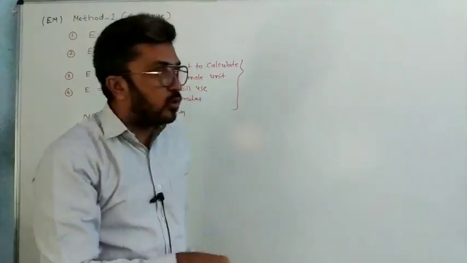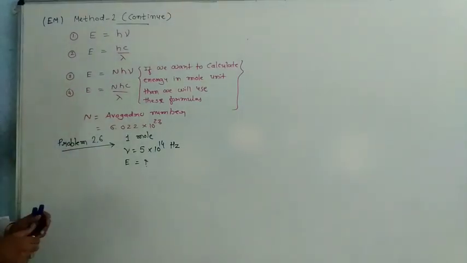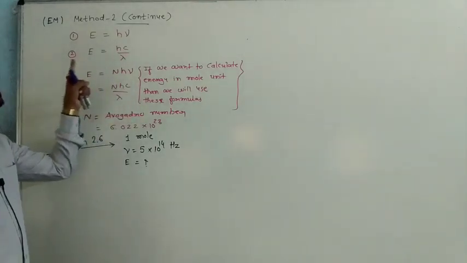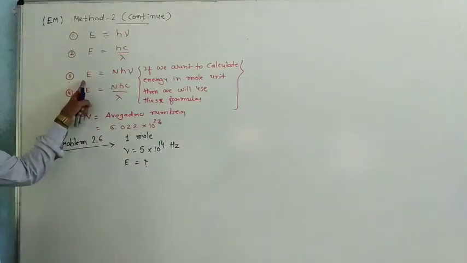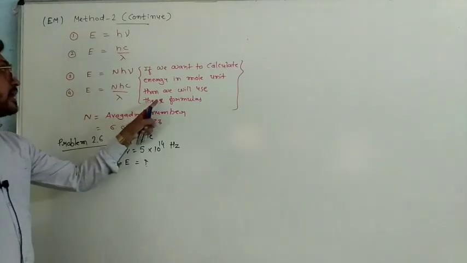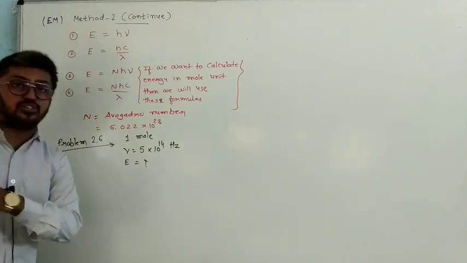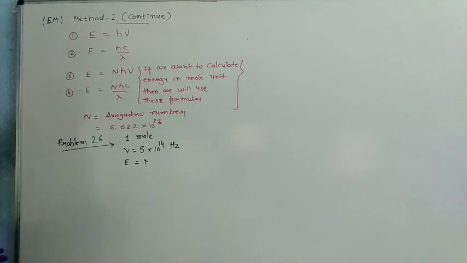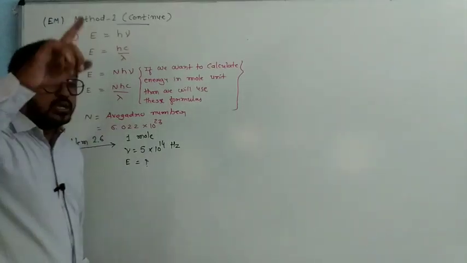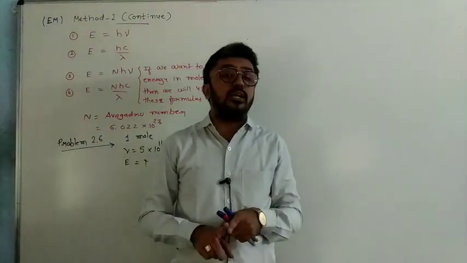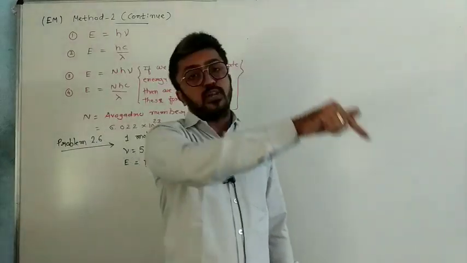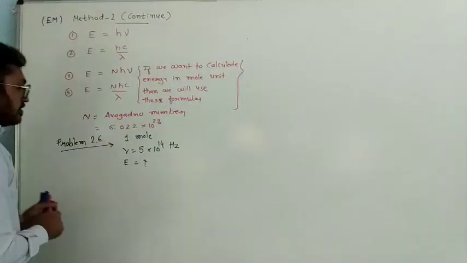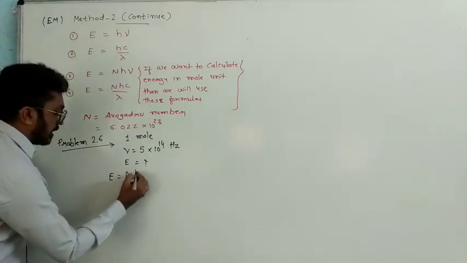But from 3 or 4, which formula is applicable here? Just see, if frequency is given, then we will use formula number 3, and if wavelength is given, then we will use formula number 4. In this example, frequency is given, so we will use formula number 3, not number 1, because 3 and 4 are mole calculations, and we have to calculate in mole unit. Again I repeat, if we want to calculate energy in joule, we will use Planck constant in joule into second, wavelength in meter, and speed of light in meter per second. So we will use the formula E is equal to N h nu.